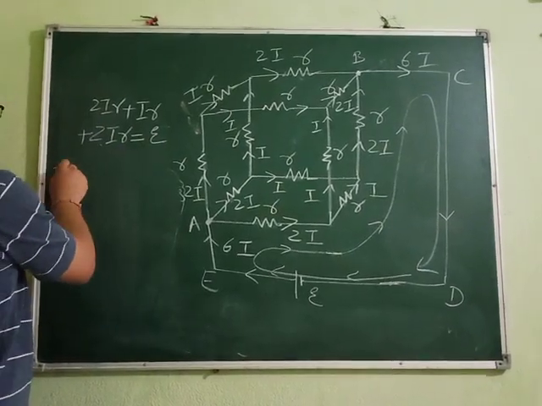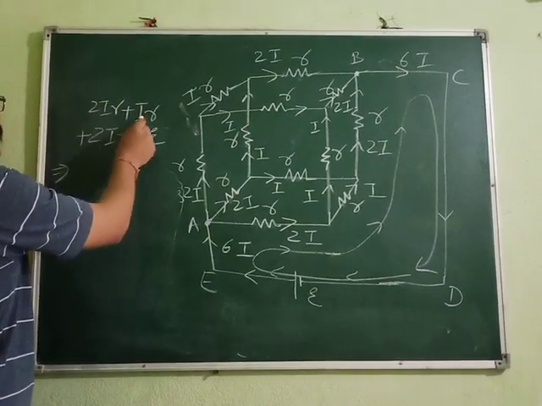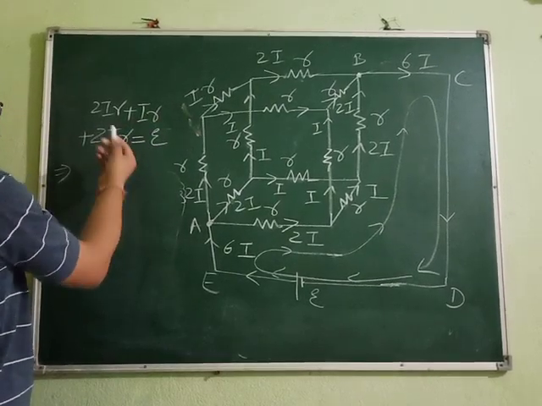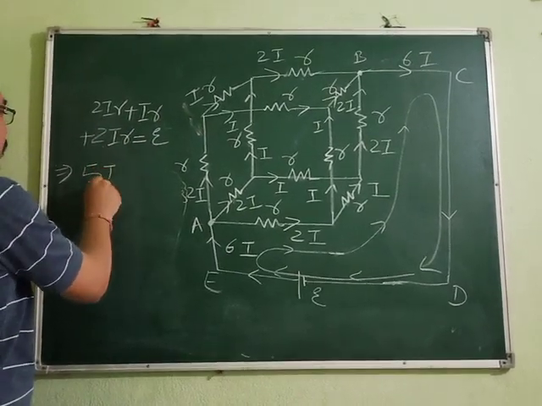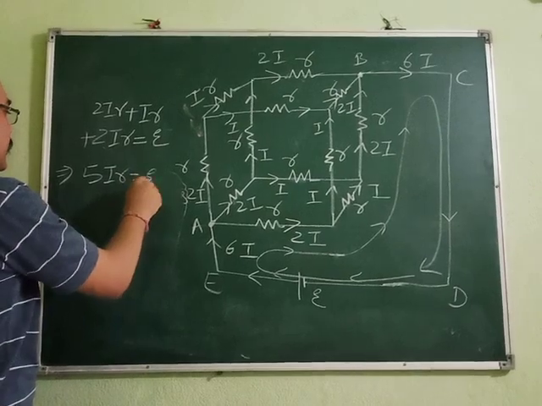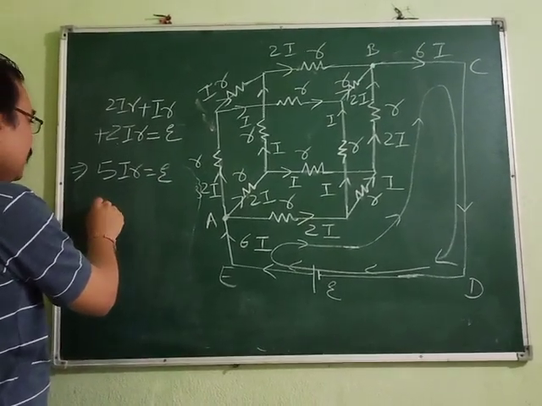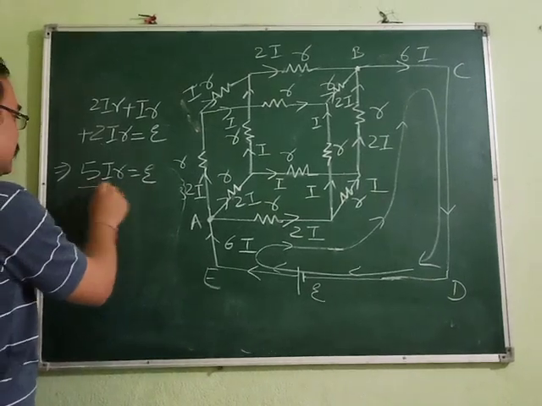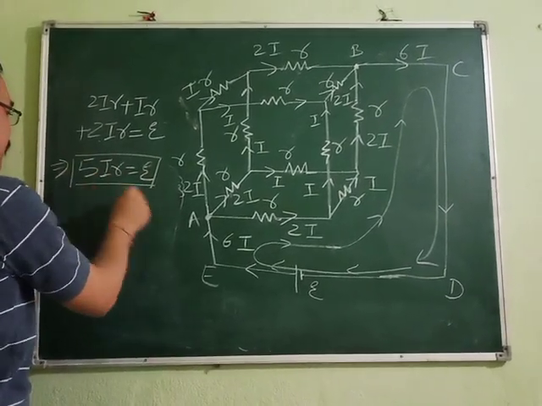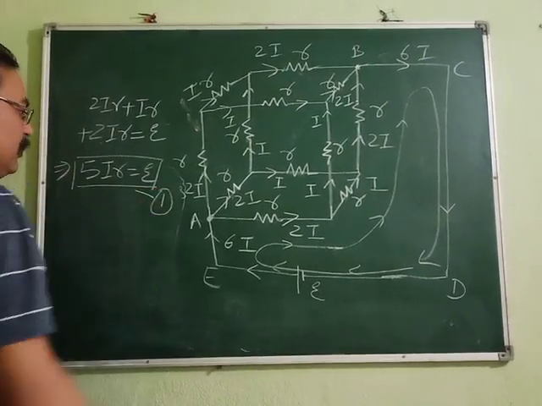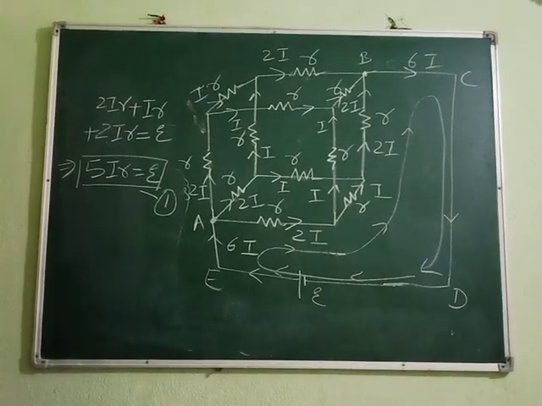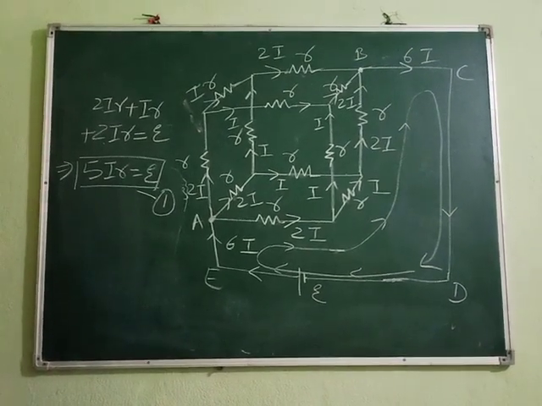Now let us simplify this. So 2iR plus iR is 3iR, plus 2iR is 5iR. So we got 5iR is equal to E. Now from here, what will you get? You get E is equal to 5iR. Let us mark this as equation number 1. So we have done this much.